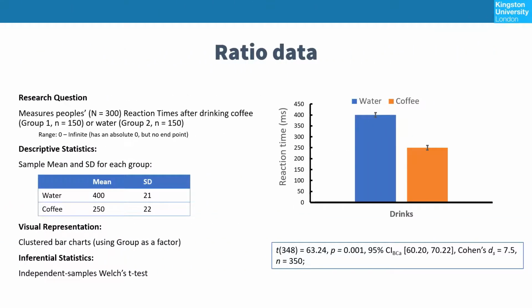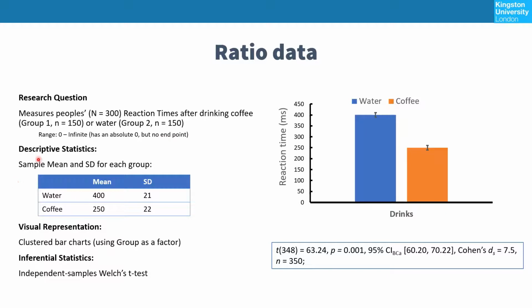Finally, with respect to ratio data, this is what you would typically see in experimental studies when they are published. You might have a research question such as differences in reaction time after drinking coffee as compared to simply drinking water. So this is ratio data because reaction time can range from 0 to infinite. So it does have an absolute 0, but no actual endpoint. So let's say you collected 300 individuals, half of them were in group 1 where they drank coffee and half of them were in group 2 where they drank water.